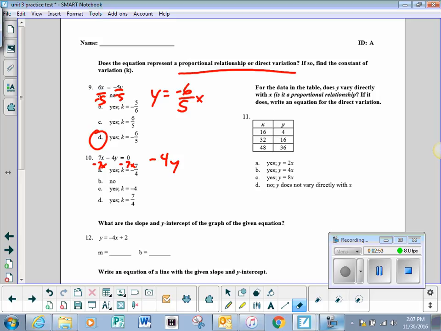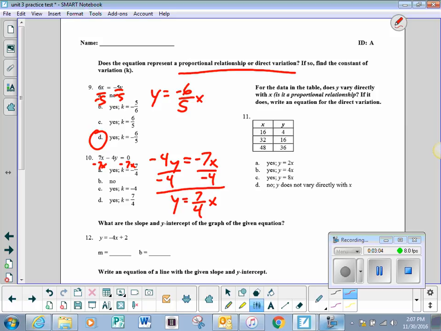Alright, sorry about that. I had a little glitch. So we have -4y equals -7x. We divide both sides by -4, and we get y equals 7/4 x. Because a negative divided by a negative is a positive, so that would be yes, D.